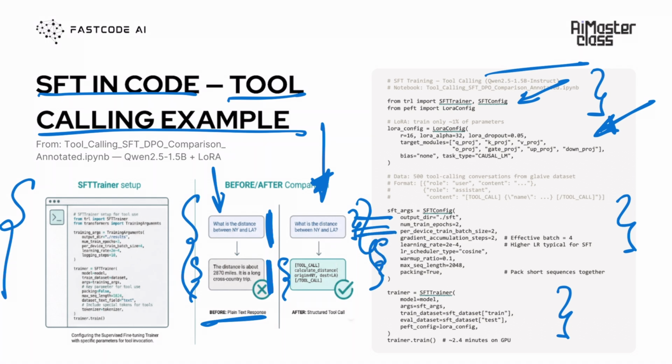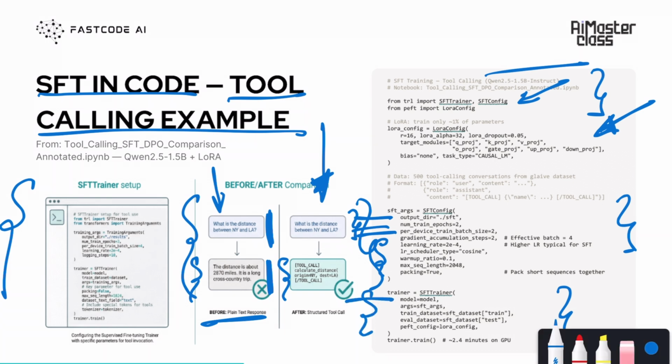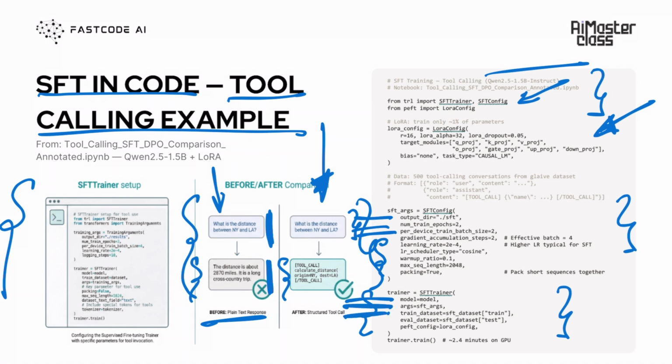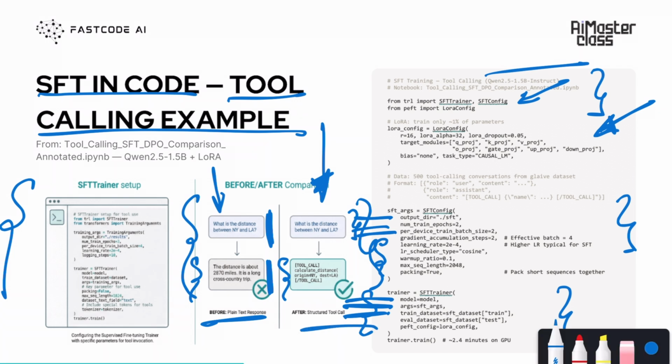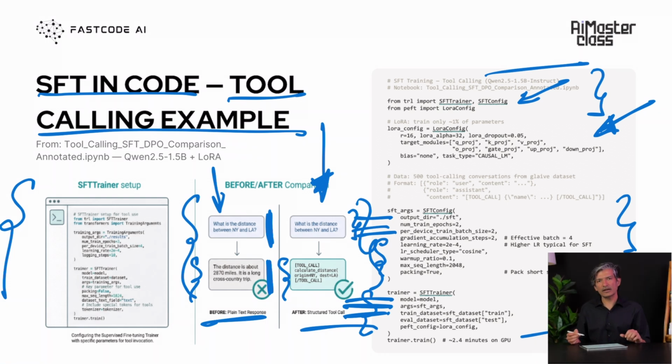And then in the SFT trainer, we just have to give it the model, which is your Qwen 2.5 1.5b instruct model. We give it arguments, we give it the train data set, and we also have to give it the eval data set, and it takes about 2.4 minutes on the GPU to train on this. And I'll show you the data set in a bit, but this is all there is when you want to do SFT.